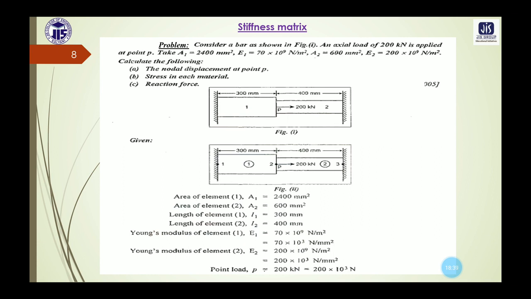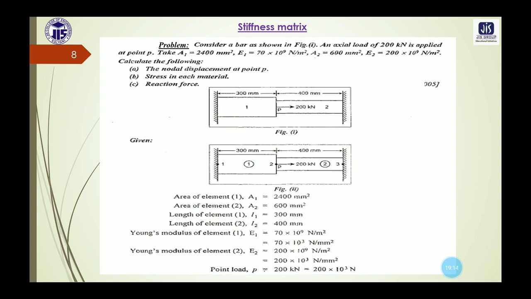Let us consider the next numerical. So what is given here: a bar section is given in the diagram. An axial load of 200 kilonewton is applied at point P. In this diagram you can see the point P is given, and two different sections are here, A1 and A2. Actually 1 and 2, these two different sections are given.